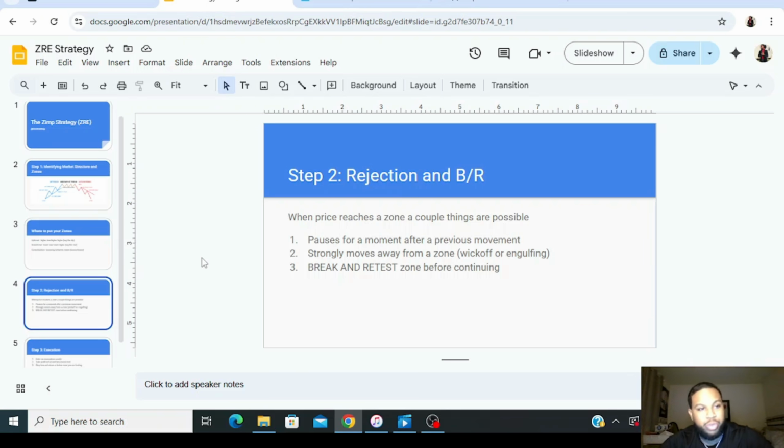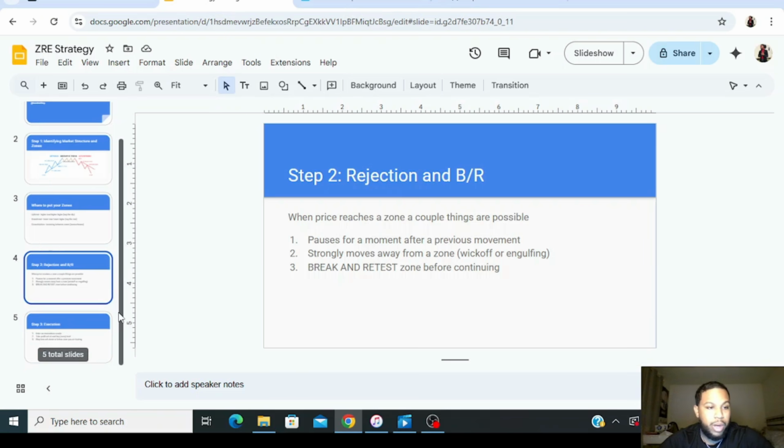Sometimes I do moves where it's just a zone and rejection. Sometimes I do moves where it's just a zone and break and retest. But you always want to have two of these three things, guys, minimum. The more the better, but you always want to have two of these things minimum, right? You want to have either a zone and a rejection, or a zone and break and retest. The more the merrier, right?